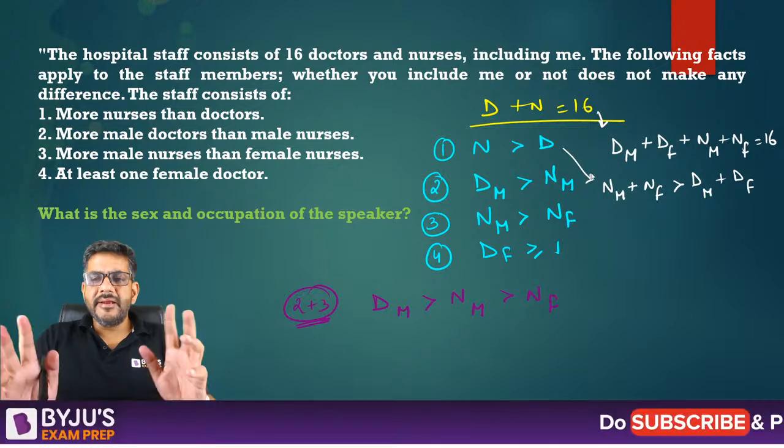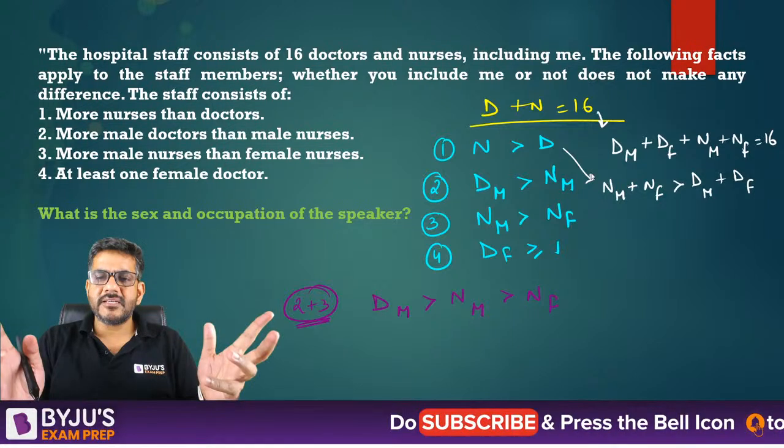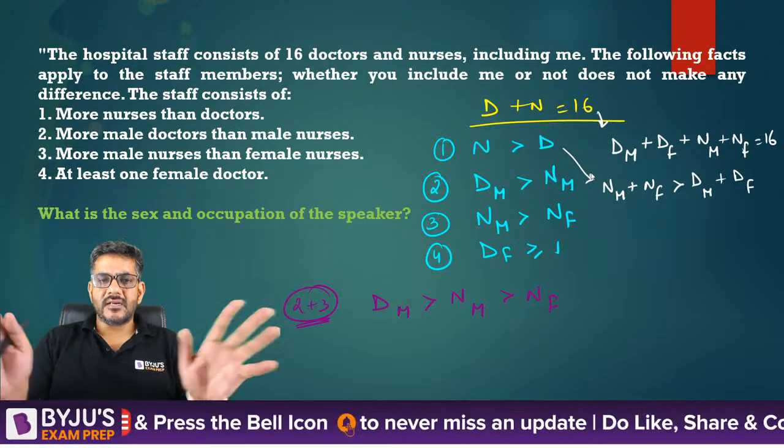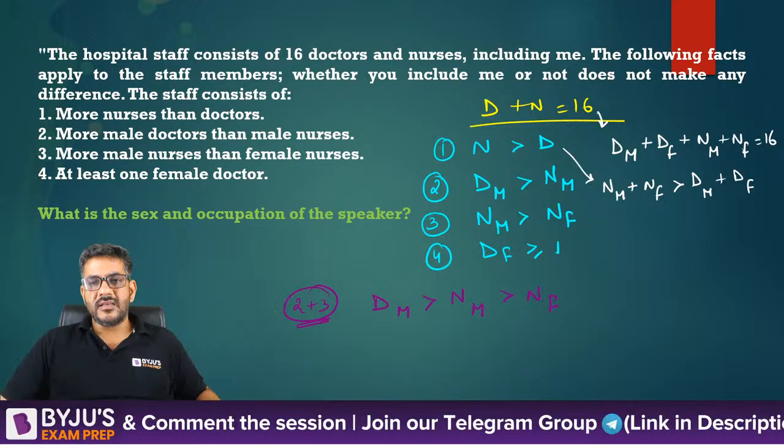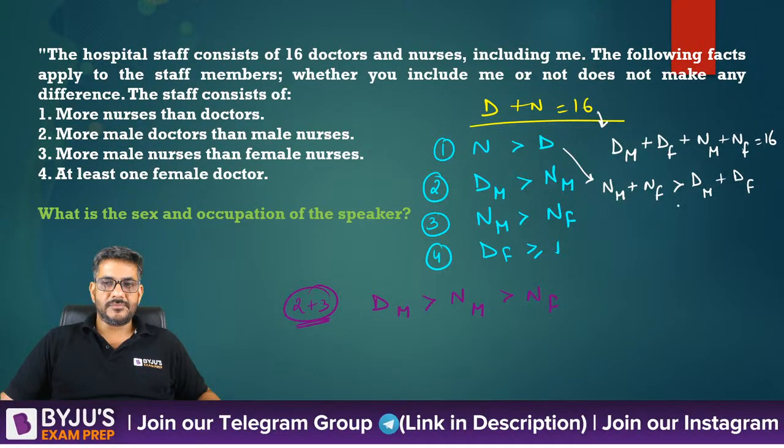This might look a bit difficult to you कि बहुत सारे variables ले लिए मैंने, but actually we don't have to solve for these variables. So just don't worry about it that I have to solve for variables. No, I don't have to do that. So just pay attention to this part. Nurses are more than doctors. So male nurses plus female nurses are more than male doctors plus female doctors. Okay? Now from here, there is one very important point.